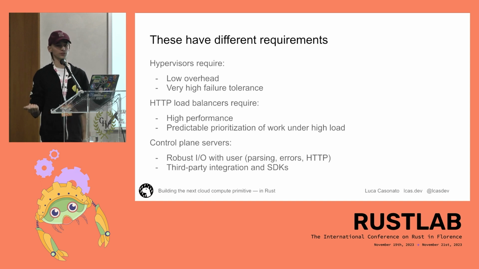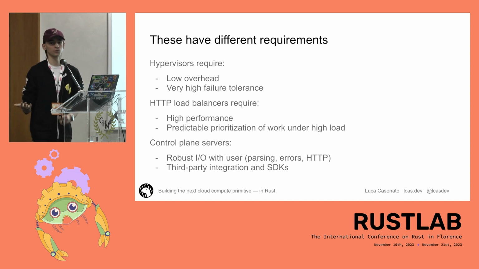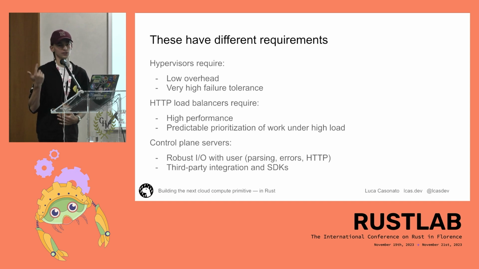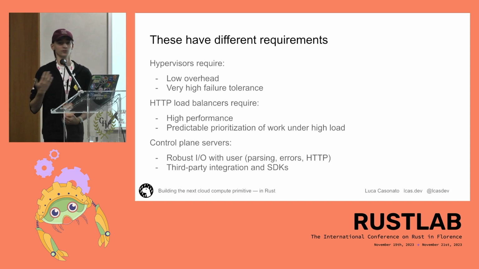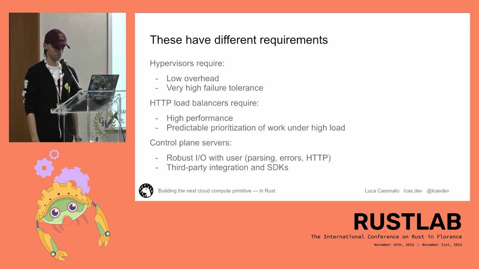And then control plane servers, you need to be able to robustly deal with inputs from users, like say that's parsing HTTP, parsing JSON, parsing protobufs. You need to be able to do that without it causing your system to panic and resulting in denial of service attacks. And you need to be able to nicely return errors to your users so you can help them debug things if they've made a mistake calling your API, for example.